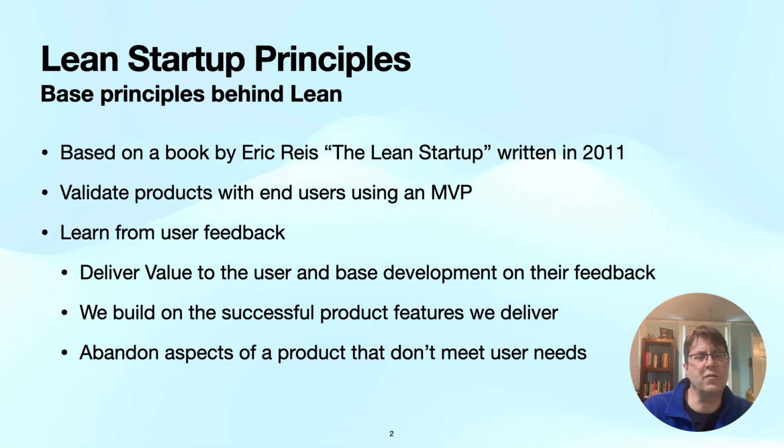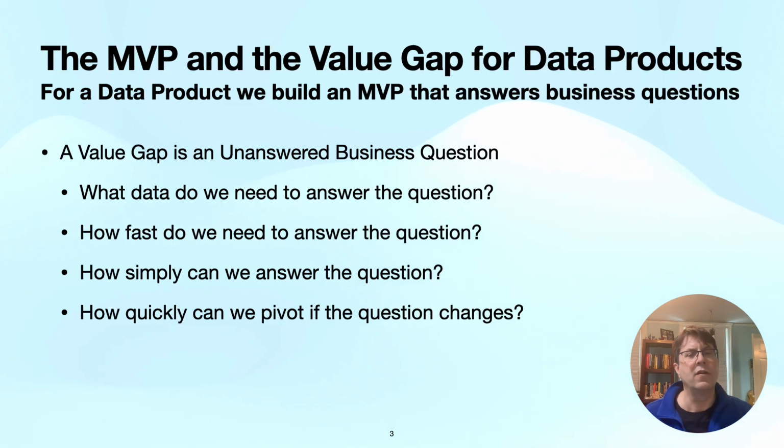So, the lean startup principles are based on a book by Eric Ries written in 2011. And the idea that he had was that we validate our products with end users using an MVP, and we learn from user feedback. And so we deliver the value to the user, and we base development on what they tell us. So we want to build on any successes that we deliver. And then we want to abandon any aspects of the product that don't meet our user needs. So this is known as the MVP.